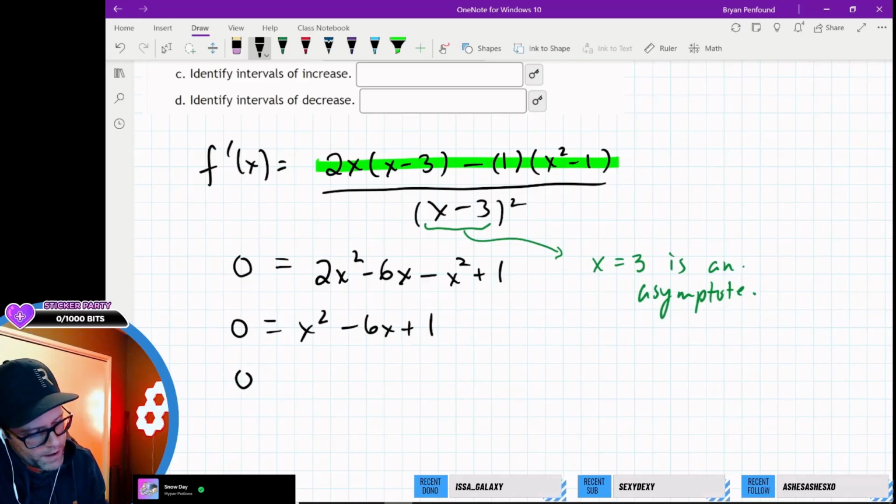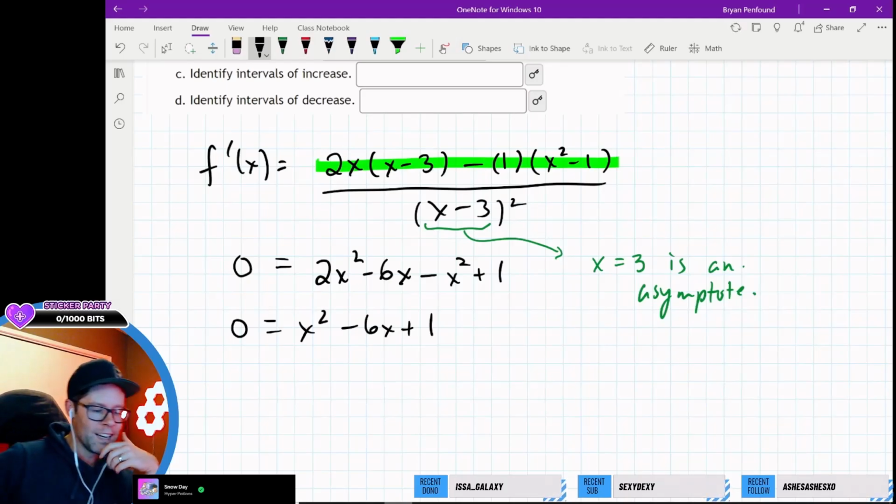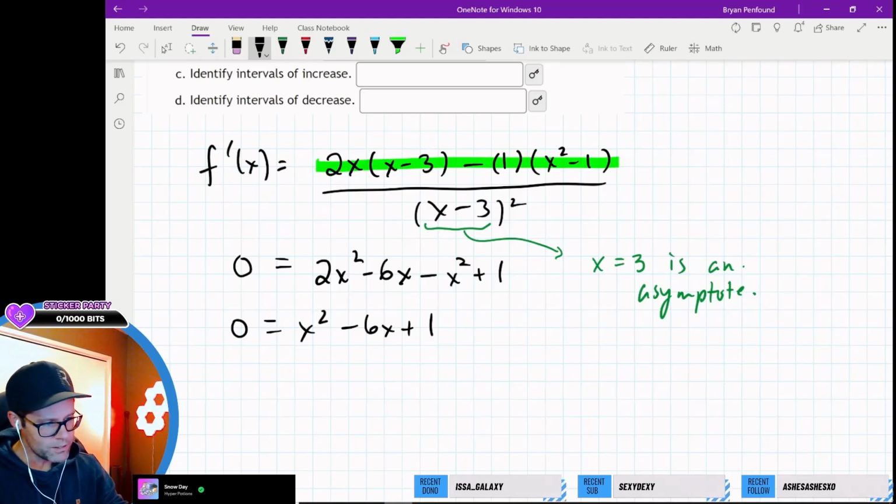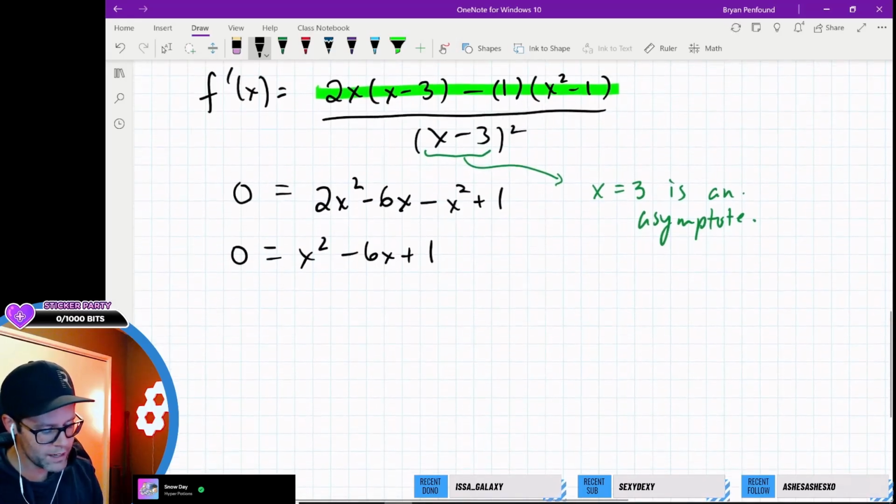And that looks like it's factorable into, maybe it's not. No, that's not factorable, is it? No, multiply to get 1 and add to get minus 6. That doesn't feel like it's factorable at all. Does this have a solution? Is this a no solution kind of quadratic?